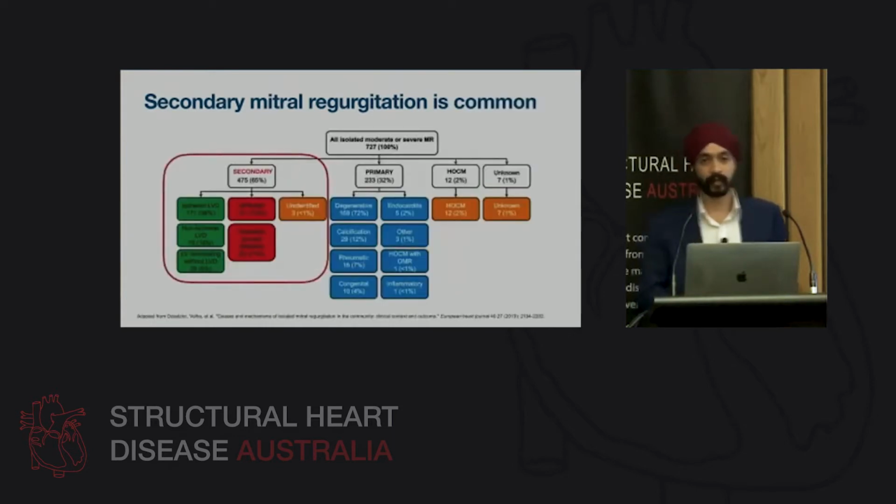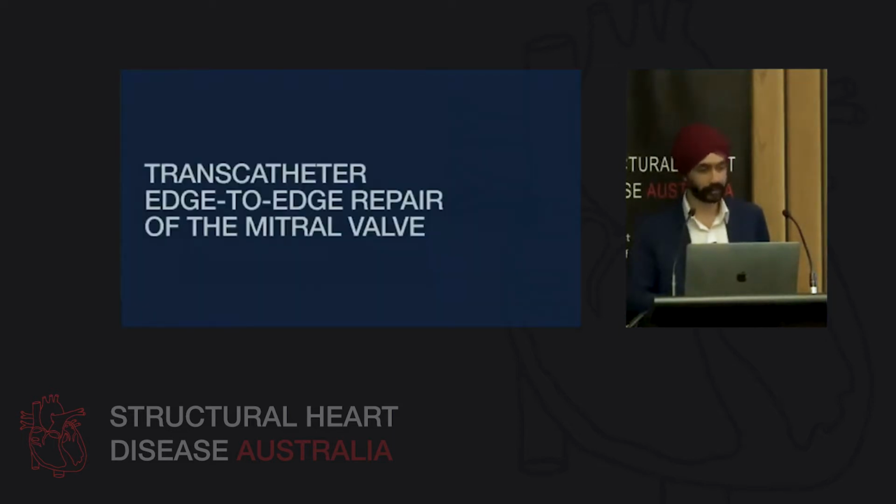When we talk about mitral regurgitation and the different types, secondary mitral regurgitation represents about 2/3 of all isolated moderate or severe MR we see in the community. Within that, left ventricular dilatation represents roughly half of that proportion. And then we've got left ventricular remodeling and atrial annular dilatation, predominantly from AF and flutter. Predominantly today we'll be talking about the secondary, but it's important to note that primary MR is still a problem in and of itself.